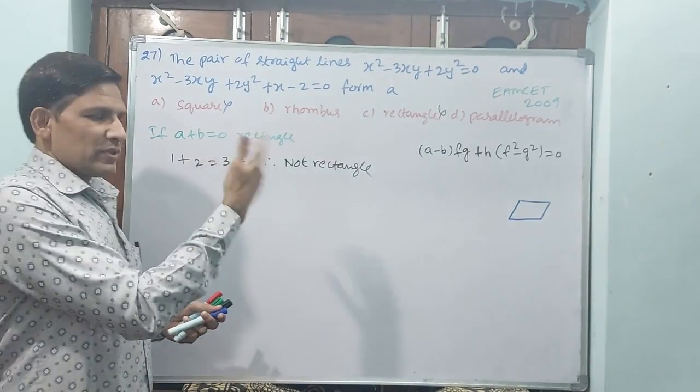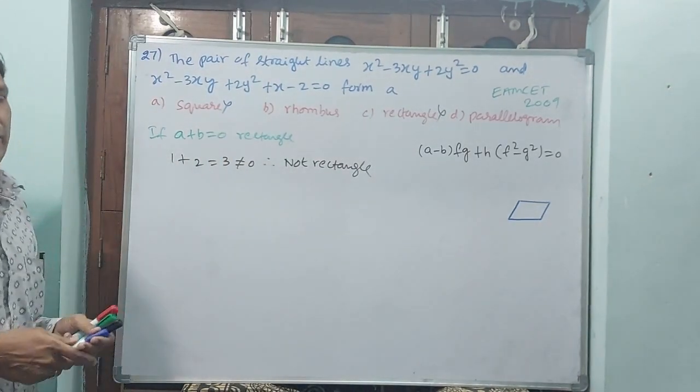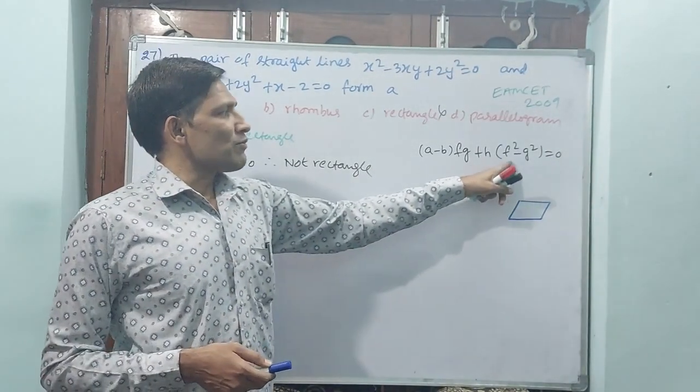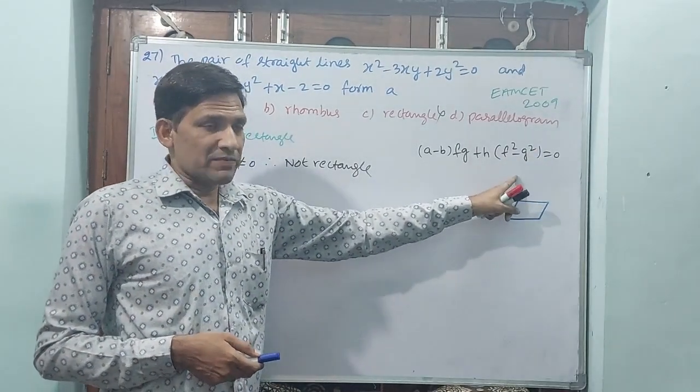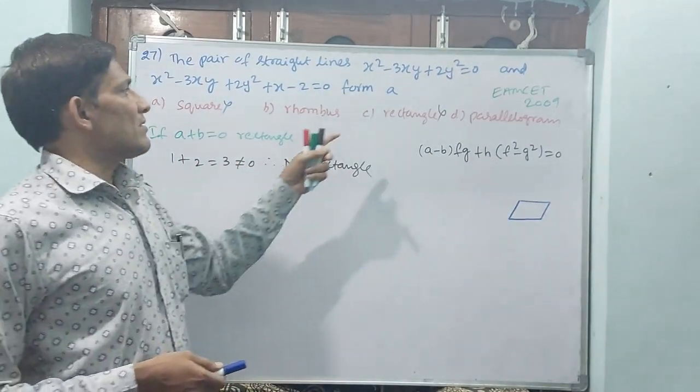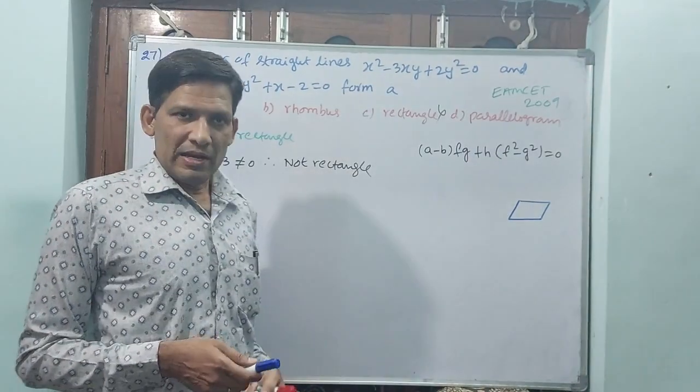Why? Because this much of formula I cannot remember. That is why I have written. (A minus B) into fg plus h into (f square minus g square) is equal to 0. If this satisfies, then this will be rhombus. If not satisfies, then ultimately parallelogram.